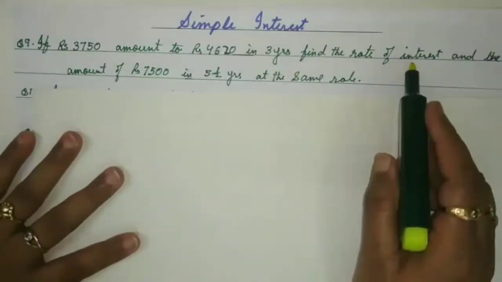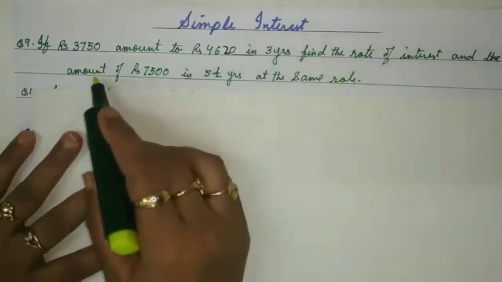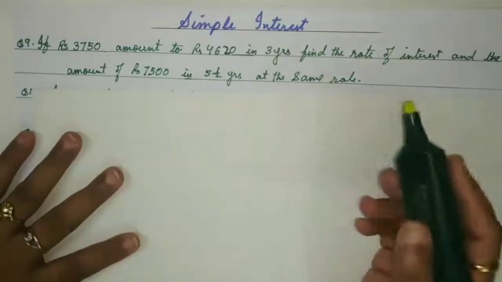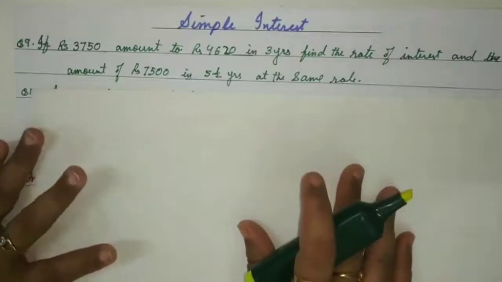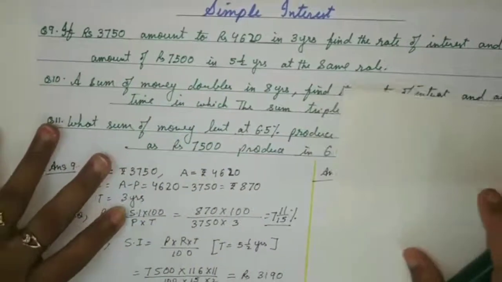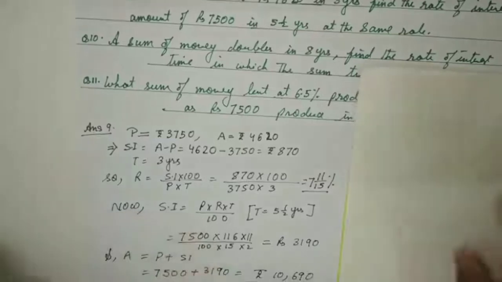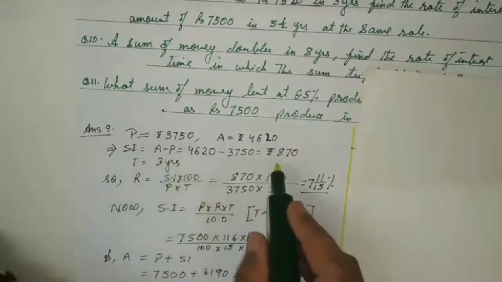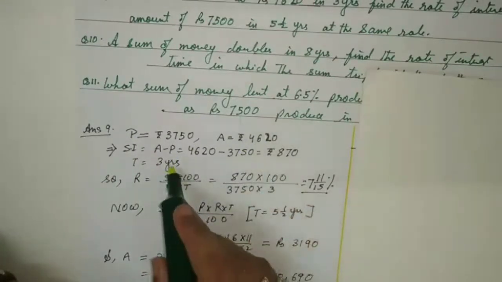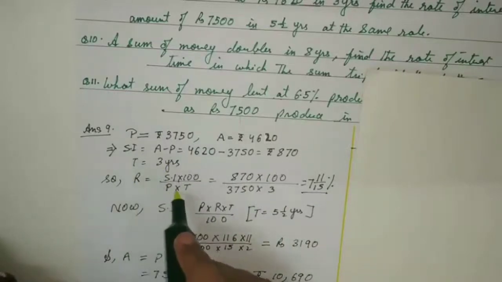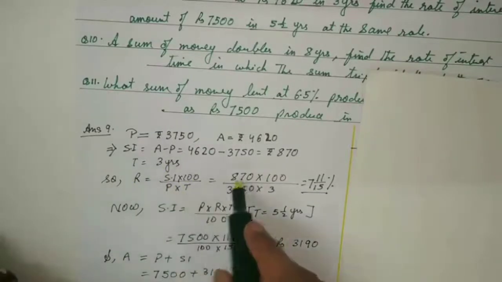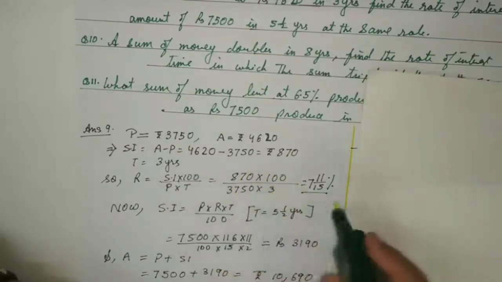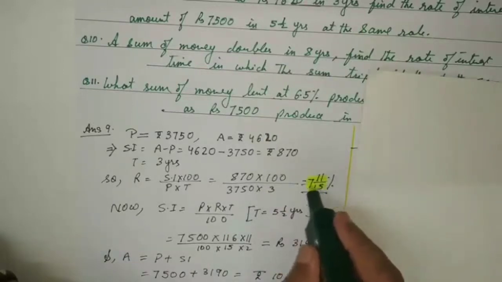This part is simple. There is something added up. The amount of rupees 7500 in 5.5% at the same rate. So you have to now find out the rate of interest. Okay, so what is given to you is this one. We know the principal is 3750. The amount is 4620, minus P, and we have found out the SI. We know the time. So now rate is equal to SI into 100 by P into T. So we substitute. We have found out the SI. Principal is mentioned in the question. Time is given. So we get the rate as 7 whole 11 by 15.